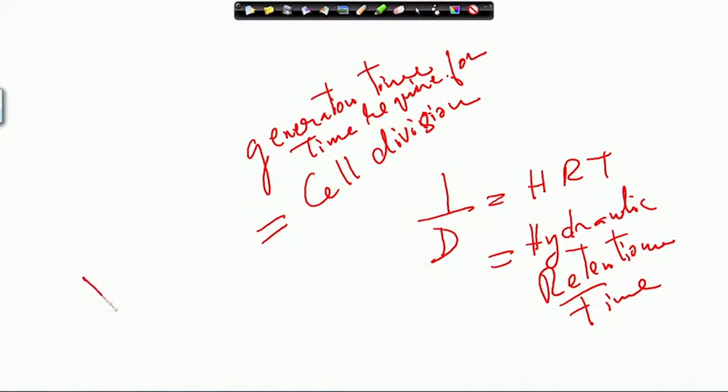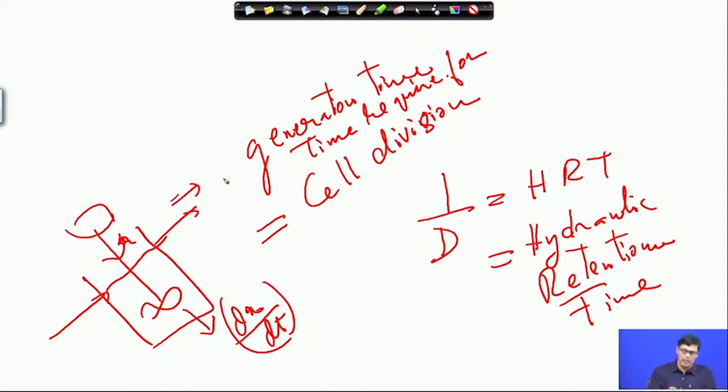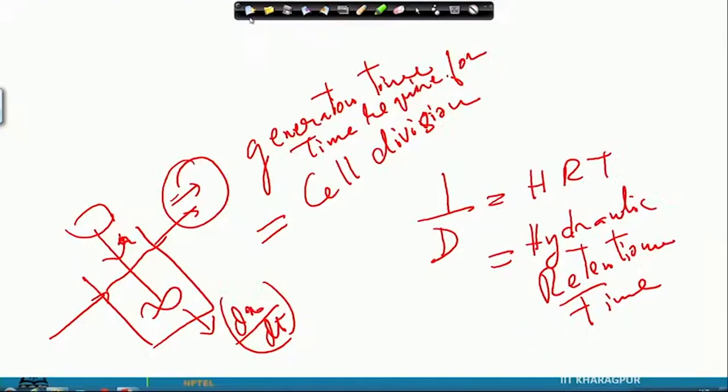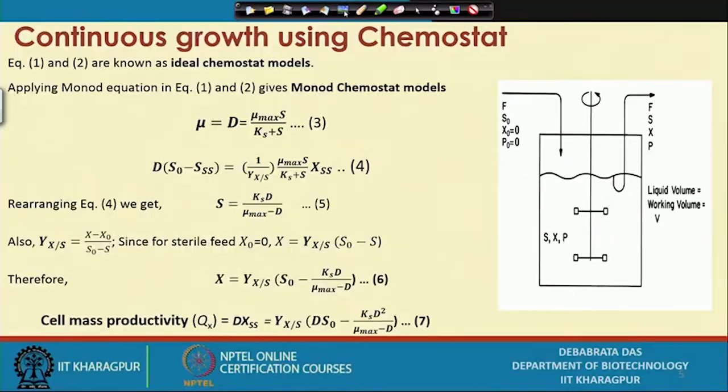Another way it can be explained: suppose this is a continuous reactor and you are passing the feed in at one end. Suppose here the rate of growth of the cell is dx by dt, and there is the rate of cell mass going out of the system. If the rate of cell going out of the system is more than the rate of growth of the cell, then what will happen? The cell mass concentration in the reactor keeps on decreasing, and a time will come when there is no cell present in the reactor. Am I right?